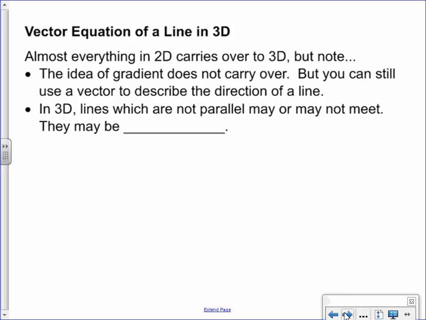And Snoopy. All right, here we go. You can do almost everything with a 3D vector that you can with a 2D, except the idea of slope. There's no slope out there, right? So that doesn't carry over, but you still need a direction. Also note that 3D lines that are not parallel but don't meet are called skew. Skew lines.